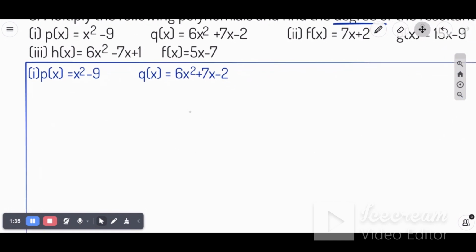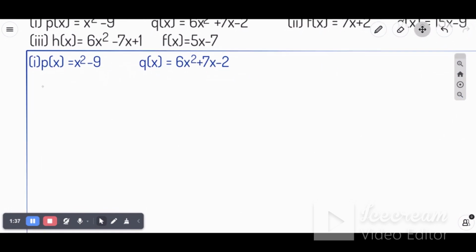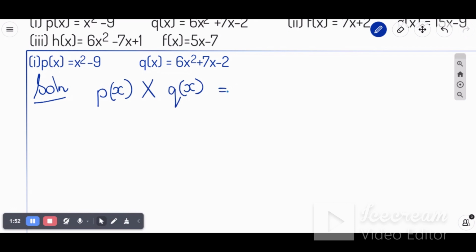If you could see our first question, we have got two polynomials. So let us start our solution. Here, your two polynomials are p of x and what we are going to do with it? Yes, multiply the product with your q of x. So let us start writing our two polynomials, which is p of x is x square minus 9 and your q of x is 6x square plus 7x minus 2.